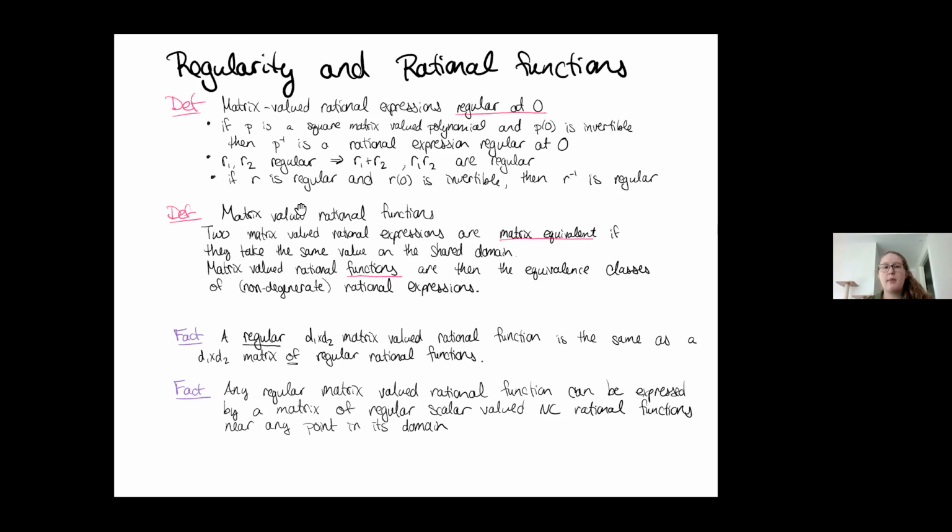Similarly, we can talk about matrix valued functions. We're going to think matrix equivalent, just like before, if they take the same value, which will be a matrix, on the shared domain. So you've got two expressions, you want to plug in matrices, and then you will hopefully get the same thing. So then our functions are going to be those equivalence classes. And again, we're going to say of the non-degenerate ones. I don't want to care about things that have no domain.